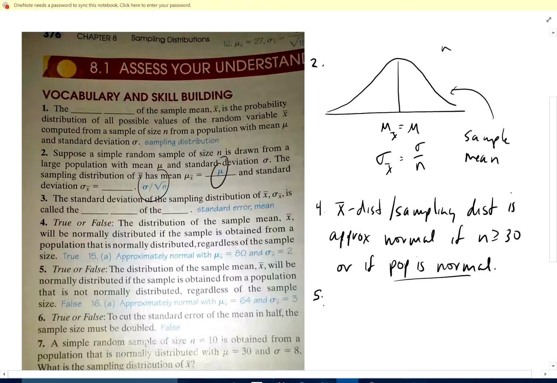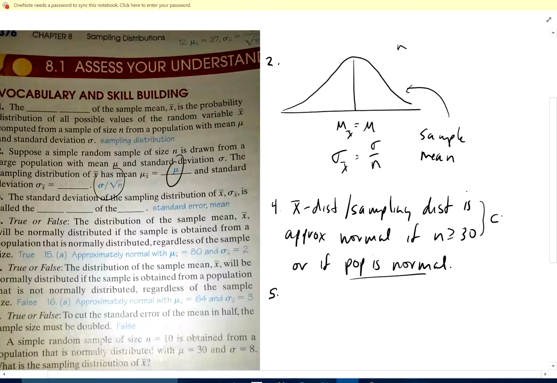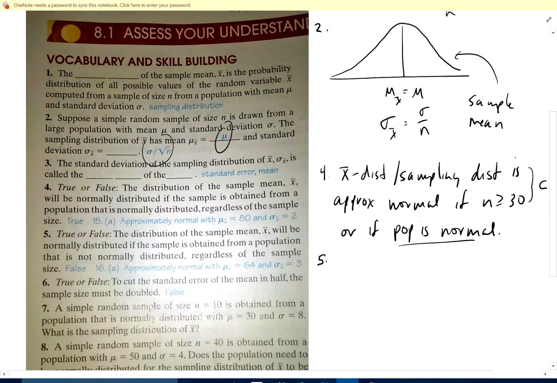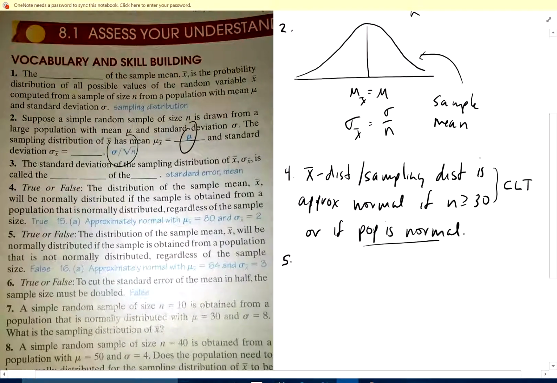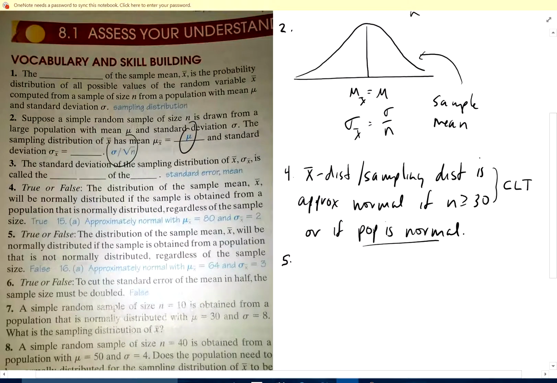Okay, and this right here is called the central limit theorem. Okay, I'm going to try to keep that on the screen there. Number 5. The distribution of the sample mean will be normally distributed if the samples are obtained from a population that is not normal, regardless of the sample size. That's false. Has to be 30.